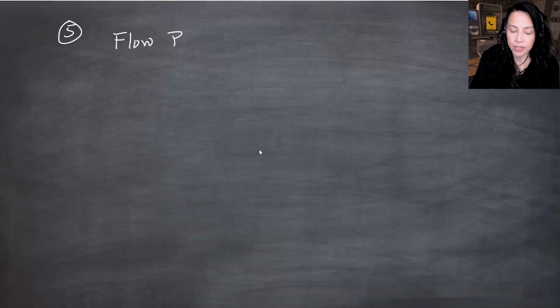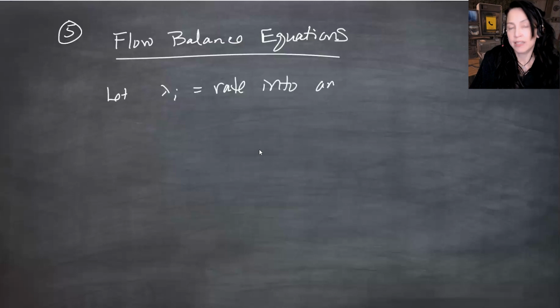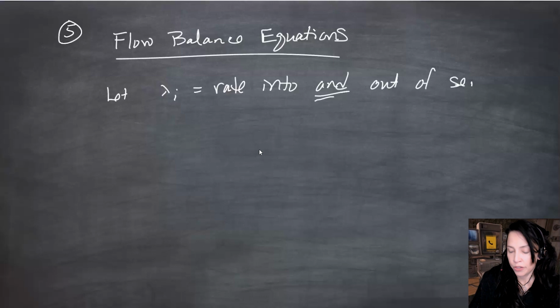But what I did want to say is when you solve this Jackson network, the first thing you look at are flow balance equations. That is when you let lambda_i be the rate into and out of server i in equilibrium. So they should be balanced in equilibrium out of server i when the whole system is in equilibrium.